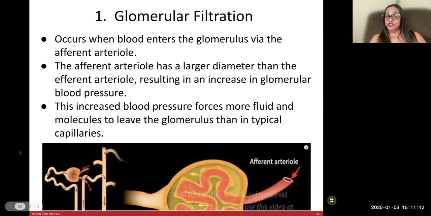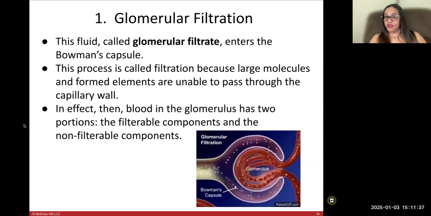So glomerular filtration occurs when the blood enters the glomerulus via the afferent arteriole. The afferent arteriole has a larger diameter than the efferent arteriole, resulting in an increase in glomerular blood pressure. This increased blood pressure forces more fluid and molecules to leave the glomerulus than in typical capillaries. This fluid is called the glomerular filtrate. This is what enters the Bowman's capsule and starts its journey throughout the nephron.